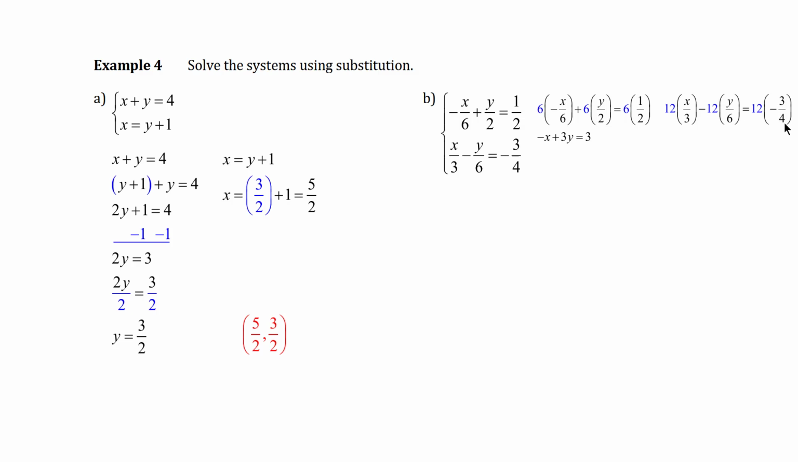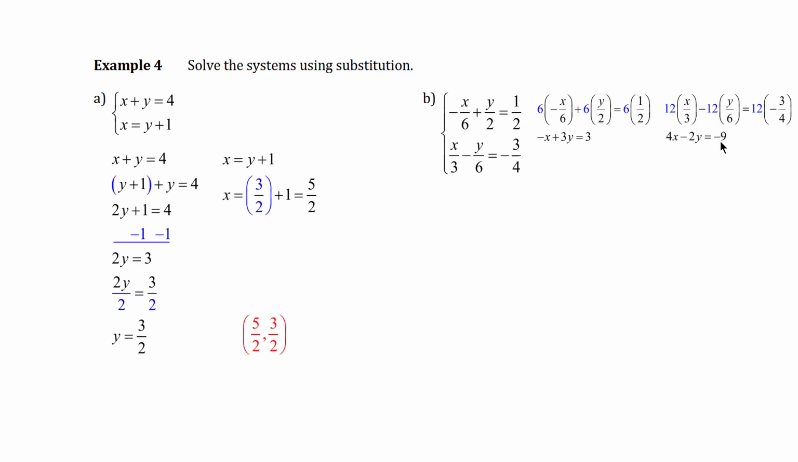Simplifying the left-hand side, we have 12 times x over 3 would be 4x. 12 times y over 6 would be 2y. And on the right-hand side, 12 times negative 3 over 4 will be minus 9. The result is 4x minus 2y equals negative 9.